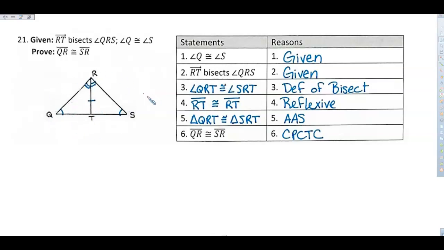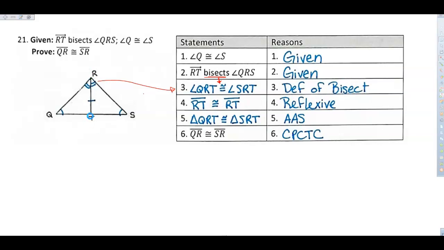Then we're going to look over here and make sure all of these things that we have marked are in our proof. All right, angles Q and S is in our proof because that's given to us. All right, again, this was also given to us. But I also marked angle QRT and angle SRT. I marked these two angles right here. So I need to make sure that those marks are in my proof. So now what told me this was true? The word bisect told me that these two angles were congruent. So it's my definition of a bisector.